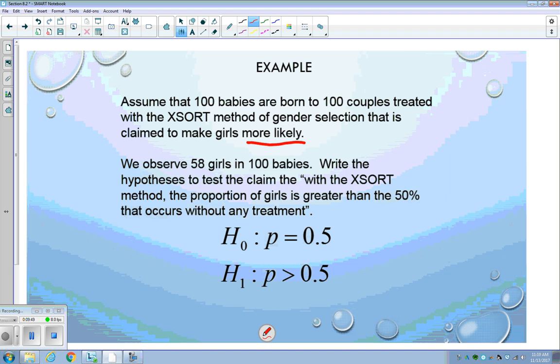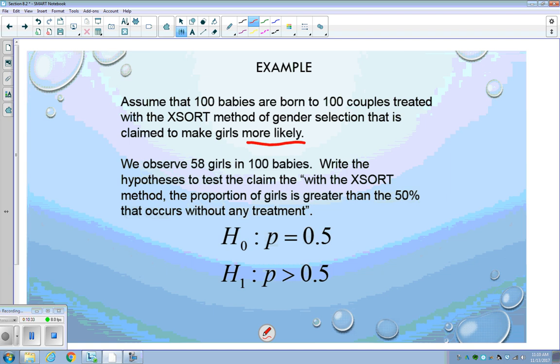I know my null hypothesis has to be equal. So, in the test, they observed that 58 girls in 100 babies. Write the hypothesis test for the claim, the XSORT method, the proportion of girls is greater than 50%. Well, is it? 58 over 100 is 58%, right? But is that still by chance? Or did this make a difference? That's really what we're testing. So is it unusual that there's 58 out of 100, or 58%? Ooh. So that's really what we're testing, isn't it?